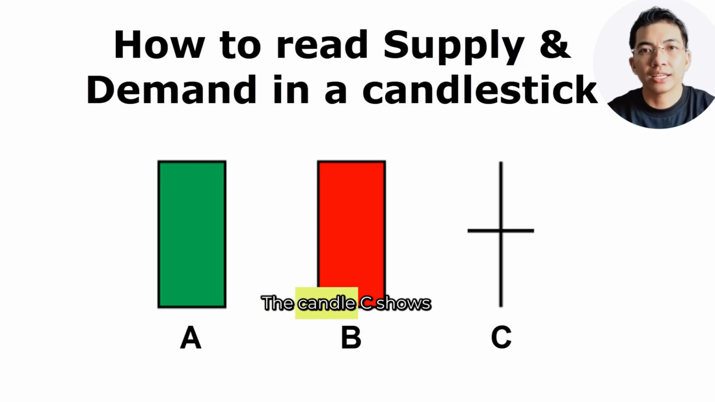The candle C shows that there's an even fight between buyers and sellers. The price went up and down, creating new highs and lows for the session that we can see from the shadows, but then it closes near the opening. Supply and demand are in balance.